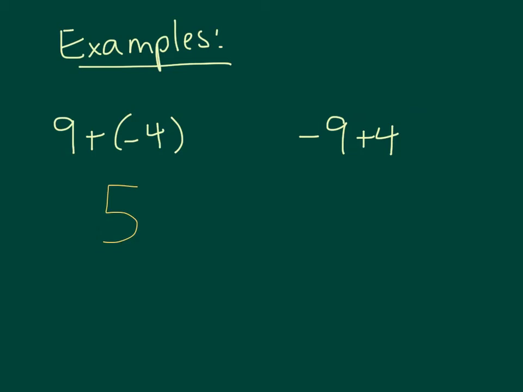And then I'm going to look at negative 9 plus 4. Again, absolute values, 9 and 4, subtract them, and I get 5. And then I say, okay, absolute value of negative 9 is 9. Absolute value of 4 is 4. The bigger absolute value is in the negative 9. So my answer is going to be negative.